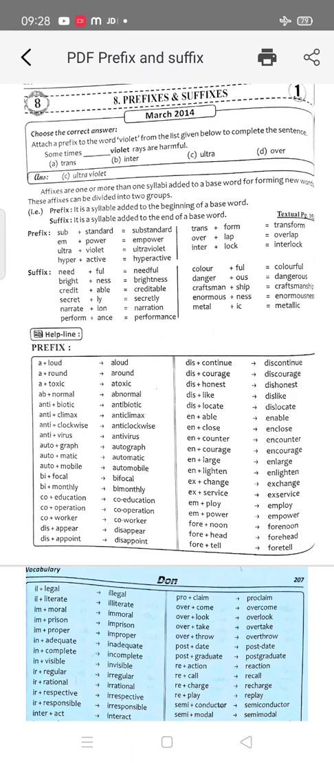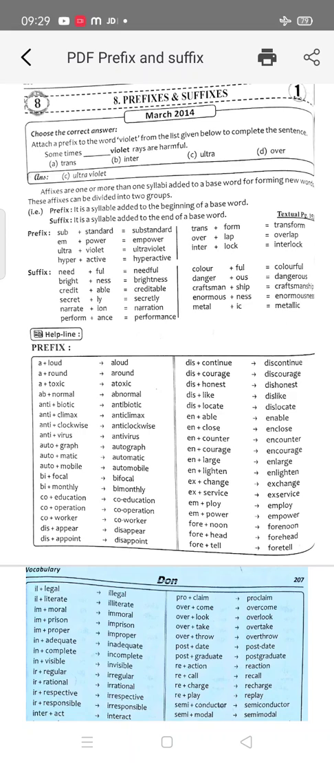Now let us see the examples one by one. Loud, aloud. When you add a, it will become aloud. Round, around. When you add a, it will become around. Toxic, atoxic. Normal, abnormal. When you add ab, it will become abnormal. Biotic, antibiotic.